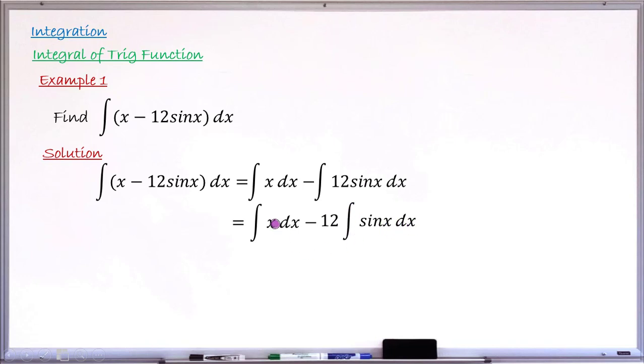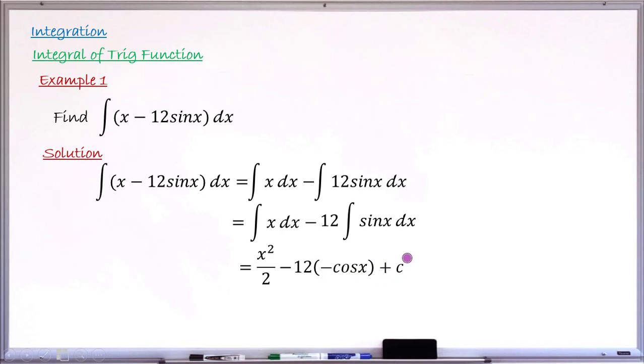So I can now find the integral of x and the integral of sin x. The integral of x: this x has power 1, and that 1 will increase by 1 to become 2. So I have x raised to 2 all over 2. This is the integration of x. Remember, the power after increasing it is now used in the division. Then minus 12 times the integral of sin x, which is minus cos x, then plus the constant of integration.